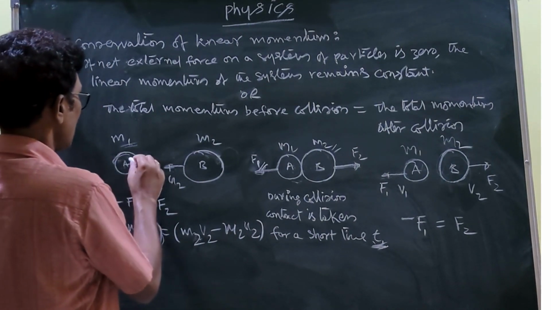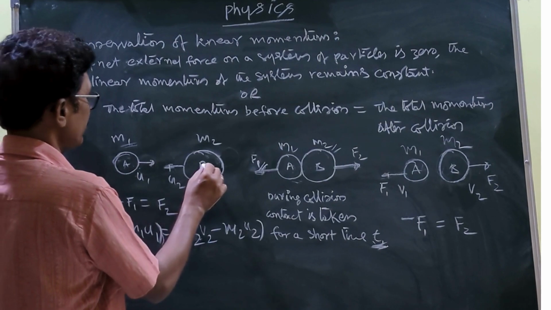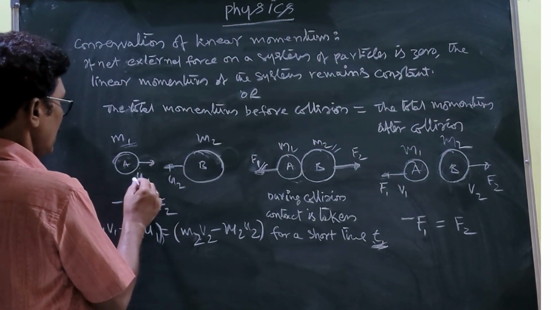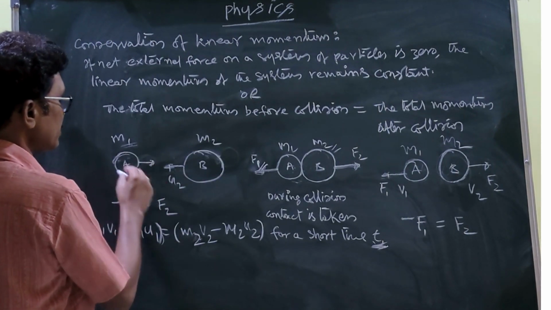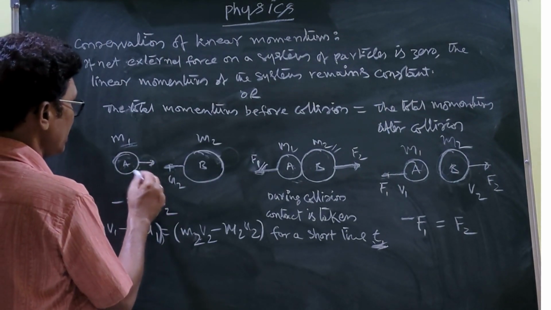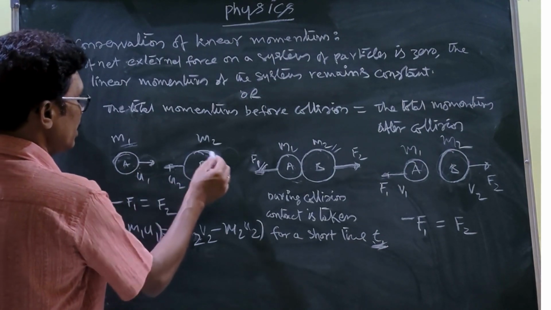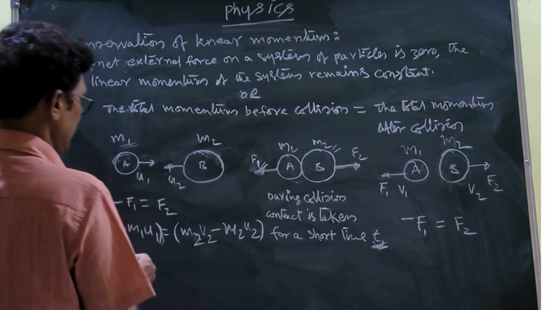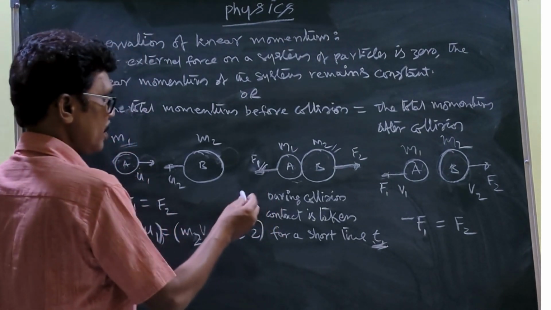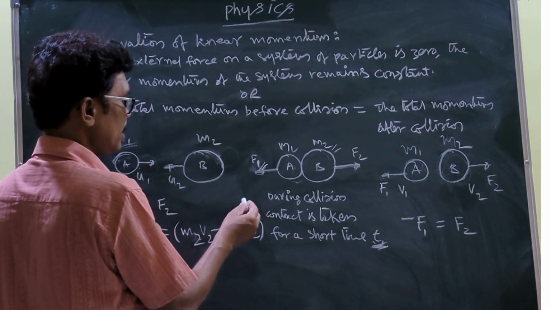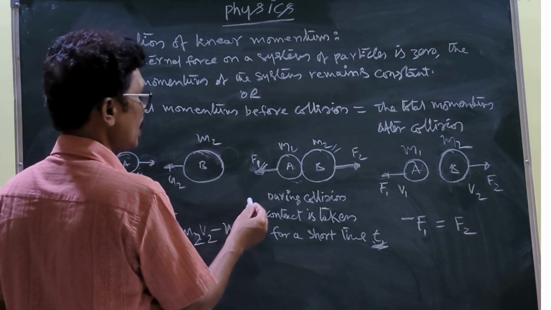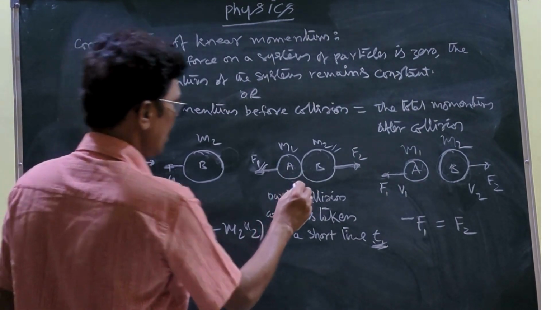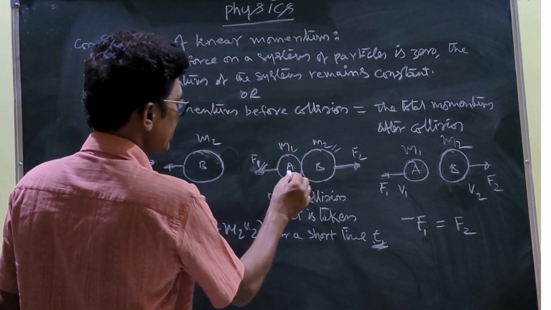This is object A with mass m1, and this is object B with mass m2. Without any external forces, object A is moving in this direction with velocity u1. B is moving in the opposite direction with velocity u2. At one instant, obviously they collide. So what is happening here?